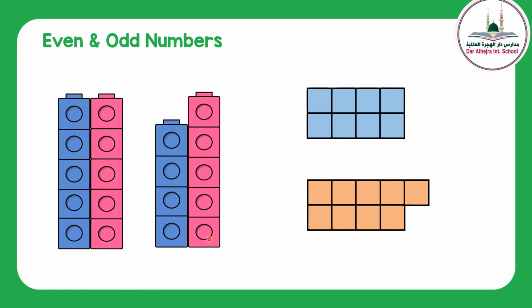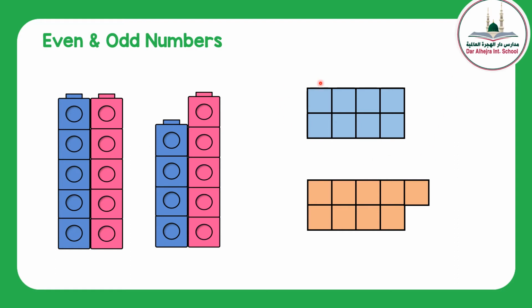Whereas there are some numbers where, when we pair them in a group of 2, there will always be one block left behind which has no partner with it. Such numbers are called odd numbers. Like I can count here 1, 2, 3, 4, 5, 6, 7, 8, 9. So 9 is an odd number because it cannot make complete pairs or partners just like this. Always there is one cube left behind.